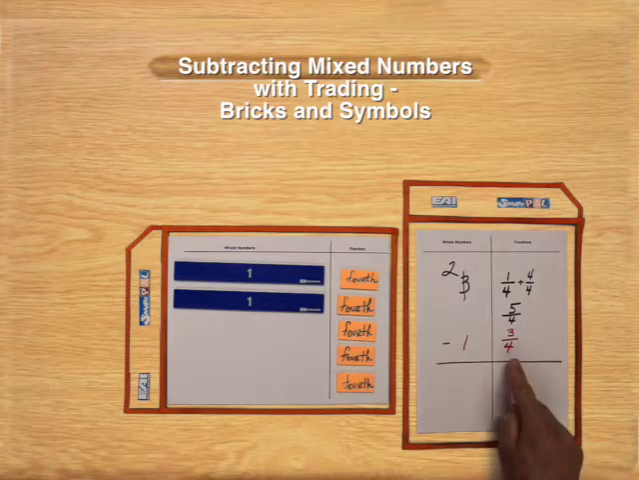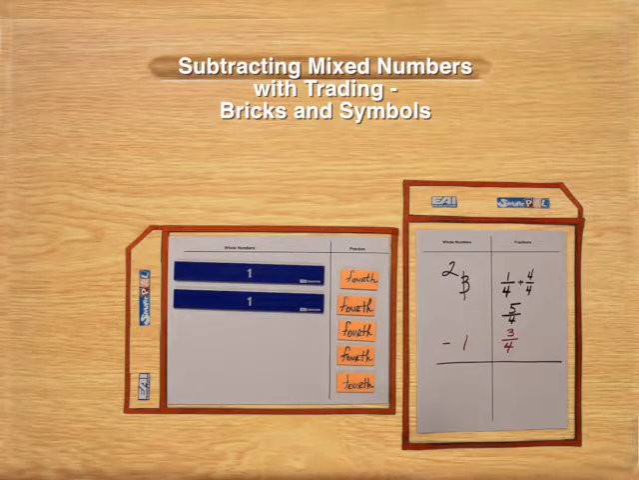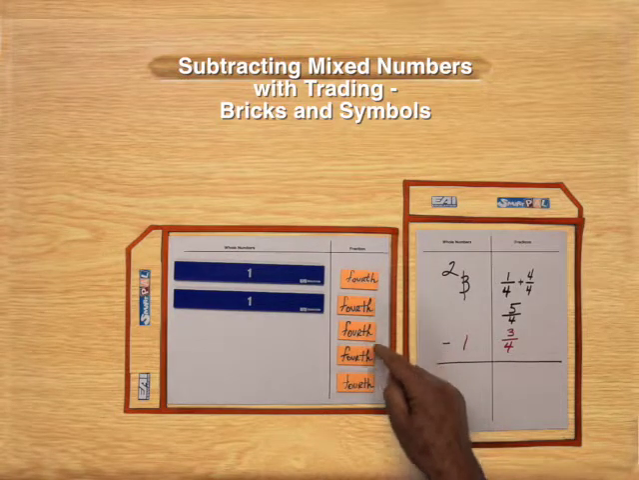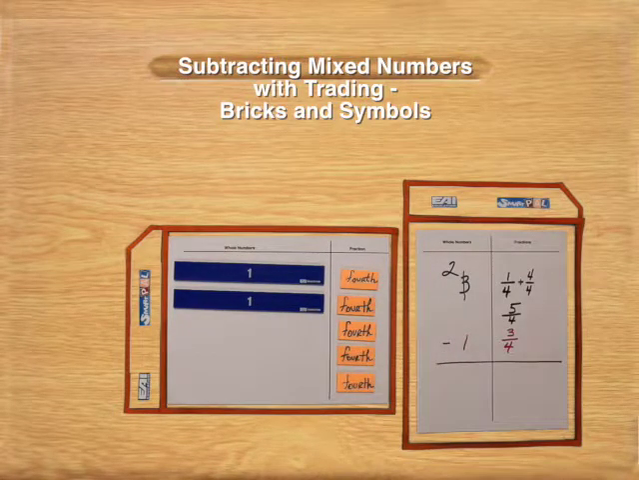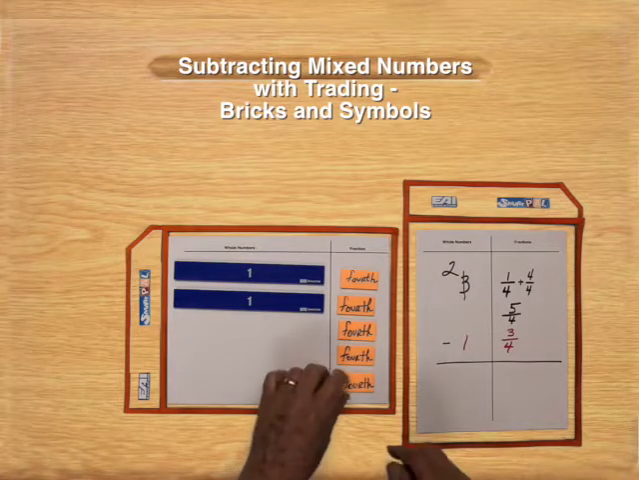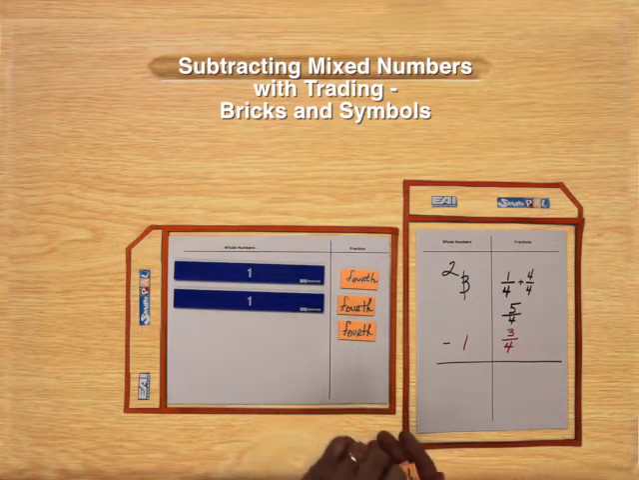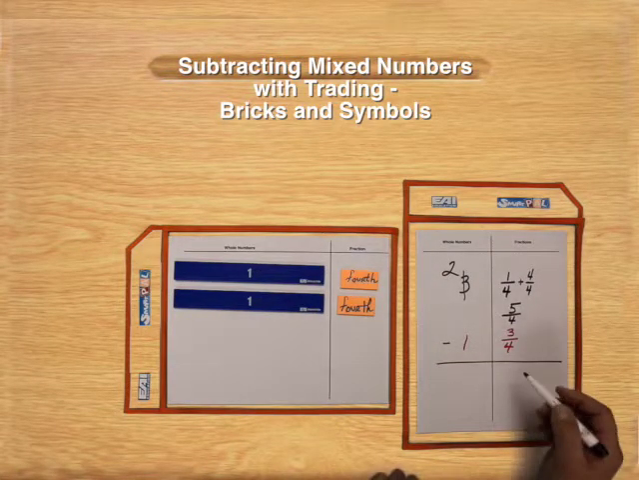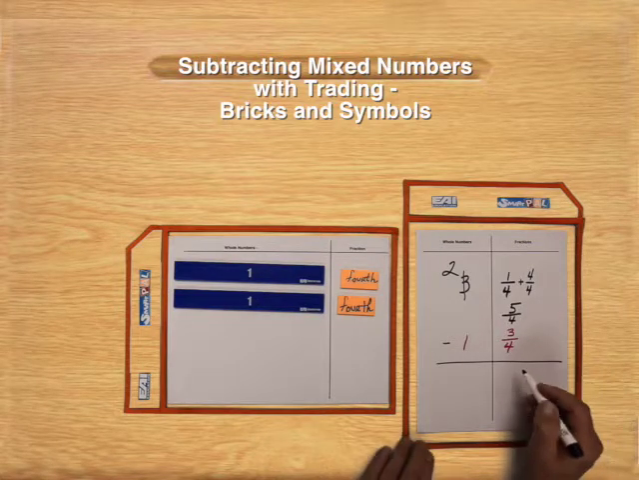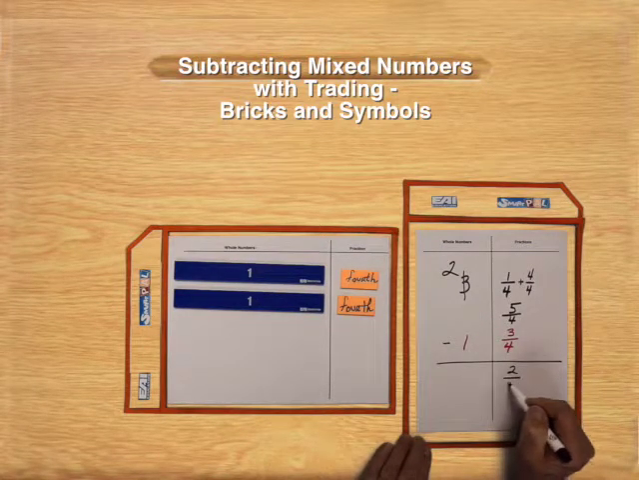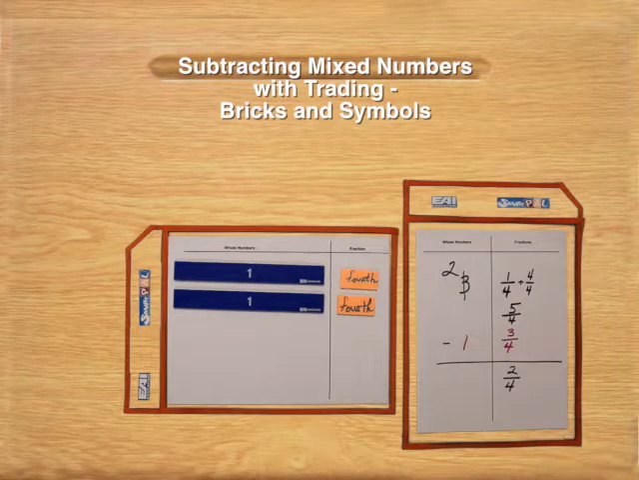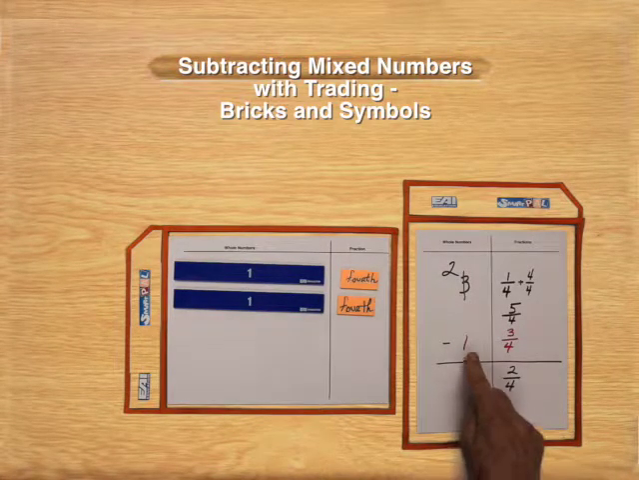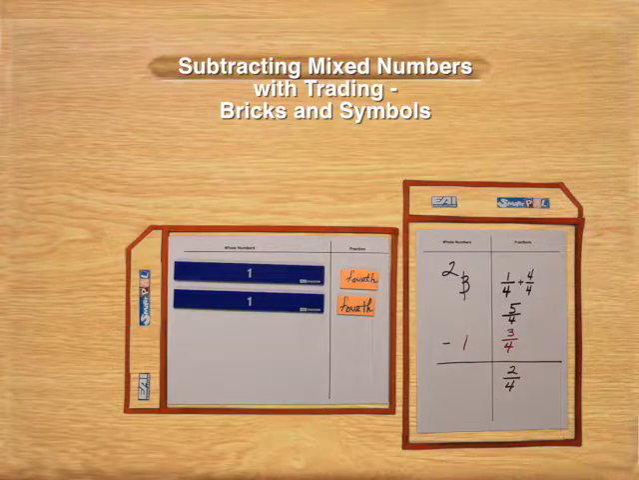So now I want to subtract 3 fourths. I can because I have 1, 2, 3, 4, 5 fourths. So 5 fourths minus 3 fourths will give us 2 fourths. And let's record that. So 5 fourths minus 3 fourths gives us 2 fourths. In the original problem, we also wanted to subtract 1. So let's do that now.